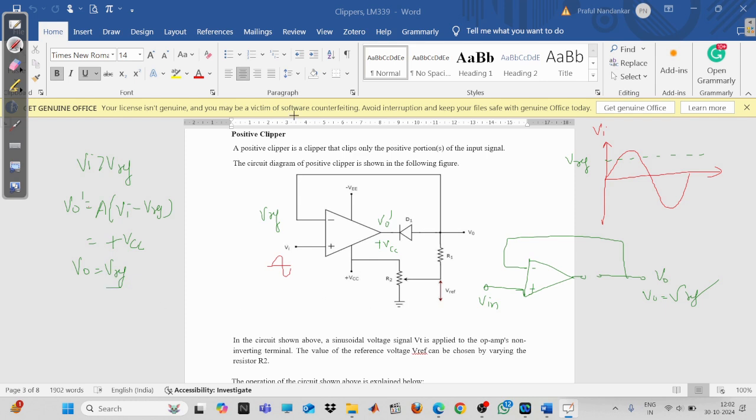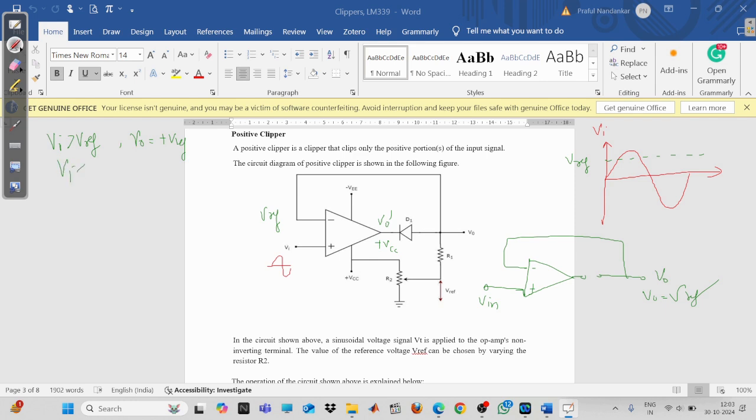Now this is the first condition, because when you are comparing two voltages, initially we considered that the input voltage is greater than the reference voltage, and in the second condition we will consider Vi less than V reference. So now we will try to understand the second condition. First I will write the output of the first condition: when Vi is greater than the V reference, the final output will be plus V reference.